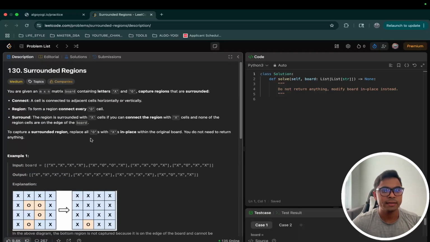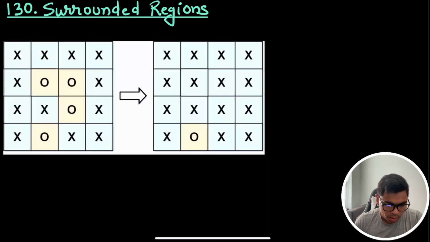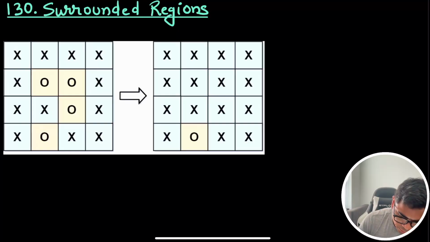Okay, so we understand the problem. After we capture all the regions, we return the entire board. So let's understand how we are actually going to do it. As you can see right here, this particular region was captured, and the only reason is that if you connect the entire region, this cell is connected right here. These are the borders of this particular region. And of course we are not considering the diagonals.